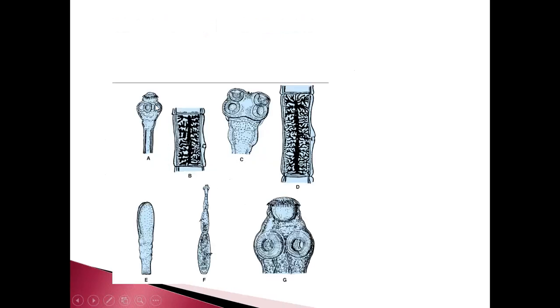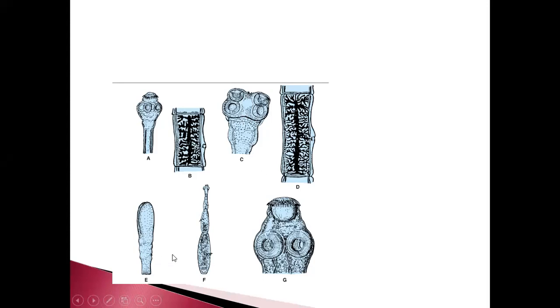Now, if you see, these are the solium with hooklets. These are the hooklets, and these are the solium suckers. These are the 5 to 10 uterine branches of the pregnant proglottid segment. Then this is the saginata, no hooklets, only the 4 suckers are present, and up to 25 uterine branches are there.